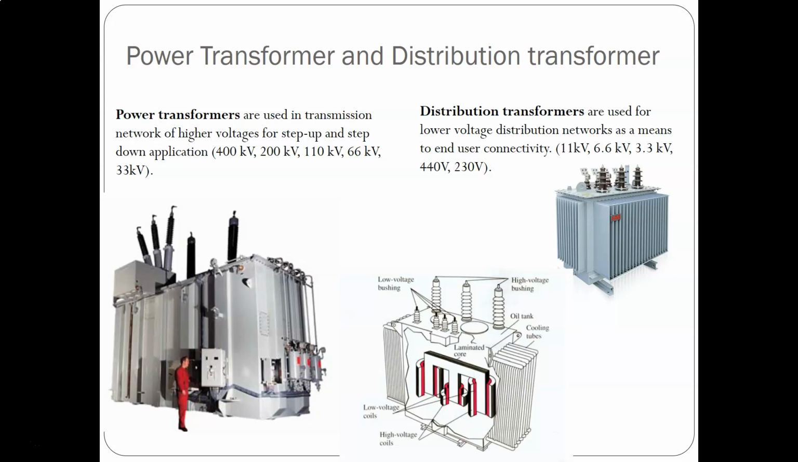Down here you can see the inside of one of those distribution transformers and its design. We typically have of course the low voltage bushing and the high voltage bushing. And we have an oil tank, cooling tubes. And then we have the laminated core, that's important, as you can see here. This is one type.